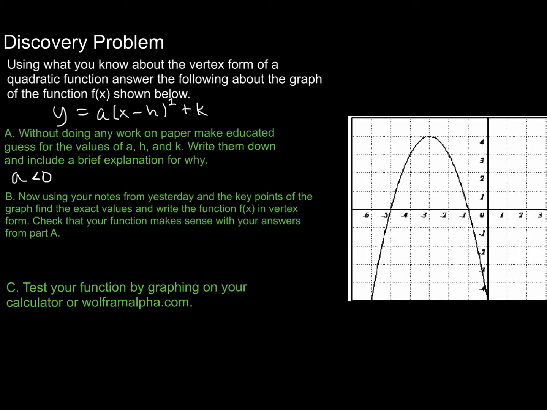h and k, that's really easy, right? h is the x value for the vertex. If I'm looking here, that appears to be -3, and k appears to be 4. So h should equal -3, and k should equal 4, and that's just based off the vertex. Okay, so those are my thoughts. Now let's go in and actually create this for ourselves.